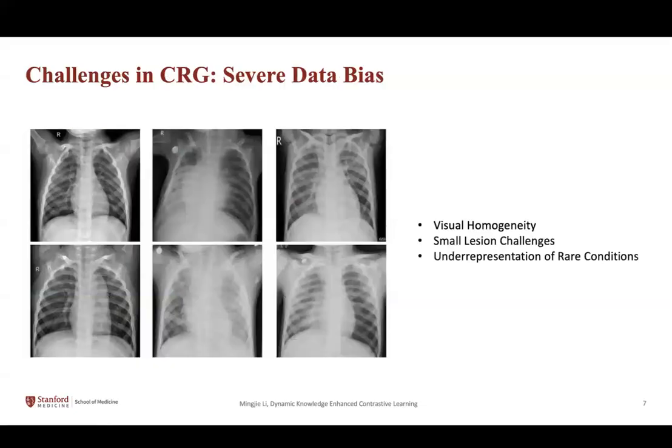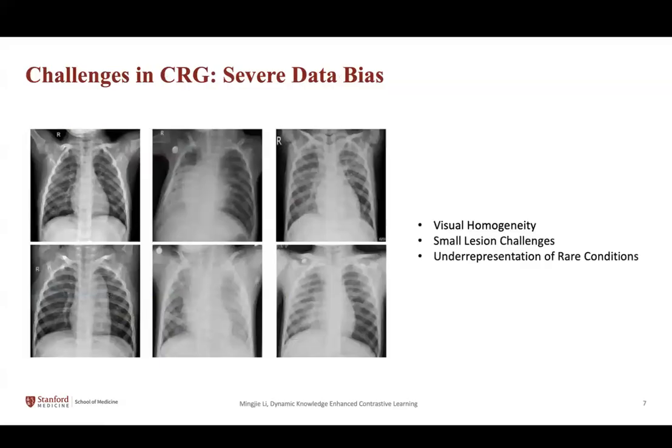The second one is the small lesion challenge, because small lesions and anomalies, which are crucial for diagnosing diseases, often occupy teeny regions in the radiographs. These lesions can be easily overlooked or ignored by models that are not trained to focus on small-scale variations. It means we also need some tricks to focus on the small lesions.